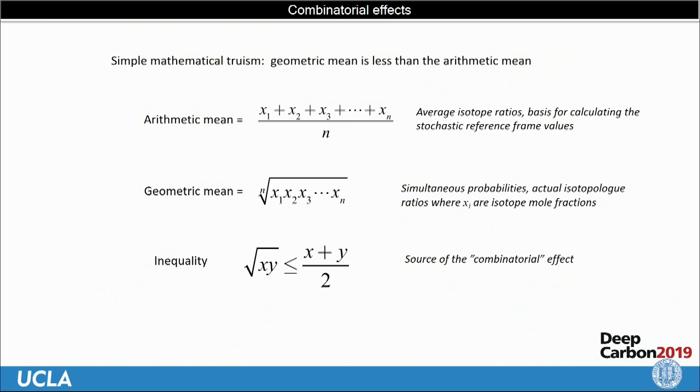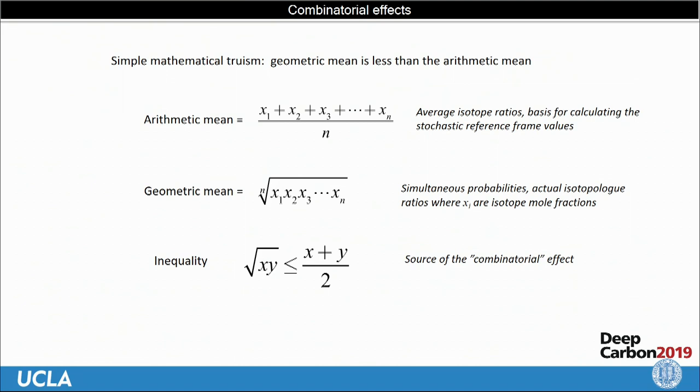So this is the math lesson part of the talk. If you think of X as being a mole fraction of an isotope or an isotopologue in a sample of gas, there's two ways of looking at the average composition. One is the arithmetic mean. When you take a sample of gas and you get a bulk isotope ratio, that's an arithmetic mean. But the isotopologues are actually expressing a geometric mean. So they're a product of individual isotope ratios from distinct reservoirs multiplied together to form this geometric mean.